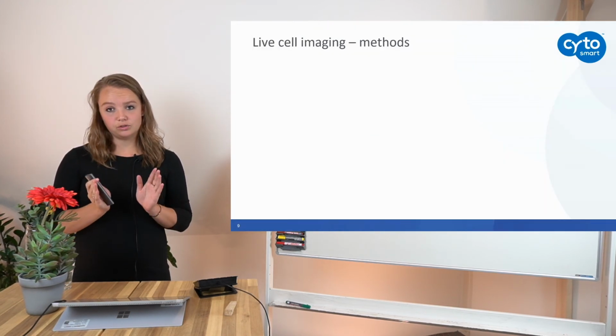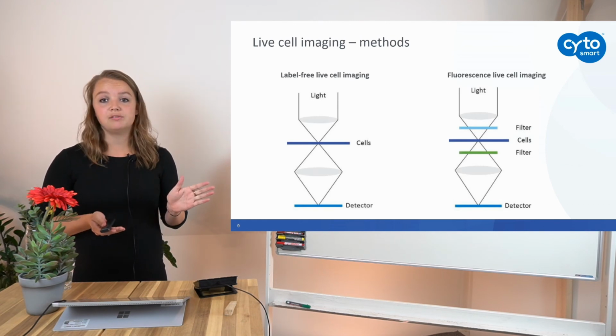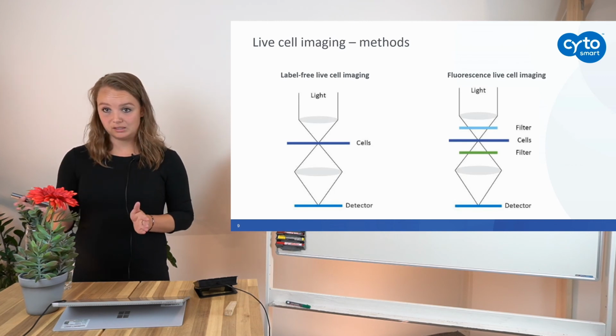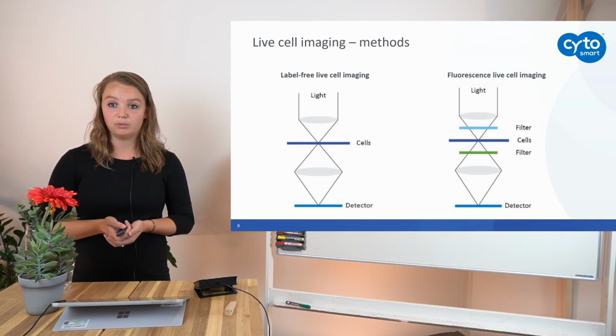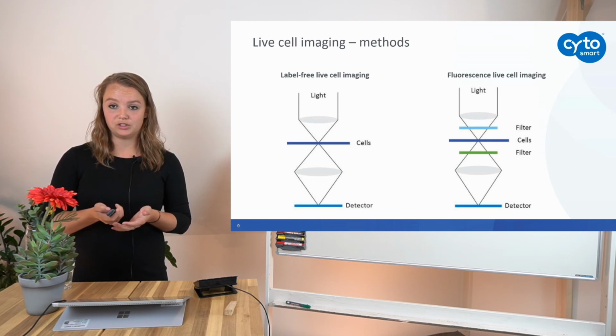So we're going to talk about two methods today for live cell imaging. On one hand, we have label-free live cell imaging, where no labels are added, and we have fluorescent live cell imaging. And this means that a fluorophore needs to be present with the cells to emit light which the camera can observe.